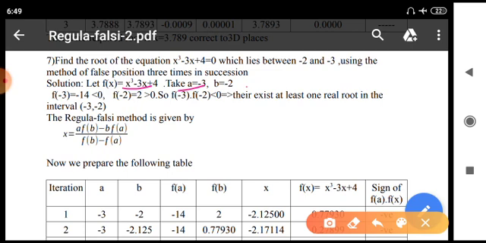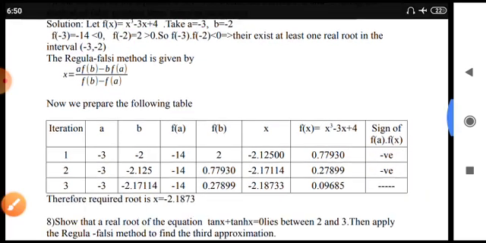So we have to choose a less than b. So a is minus 3, b is minus 2. So f of minus 3 is minus 14, which is less than 0. F of minus 2 is plus 2, which is greater than 0. So the product of f of minus 3 into f of minus 2 is less than 0, so the condition is satisfied. So there exists at least one real root in the interval minus 3, minus 2. Now what is the formula? The regula falsi method is given by the formula x equal to a into f of b minus b into f of a, whole divided by f of b minus f of a. Now we prepare the following table.